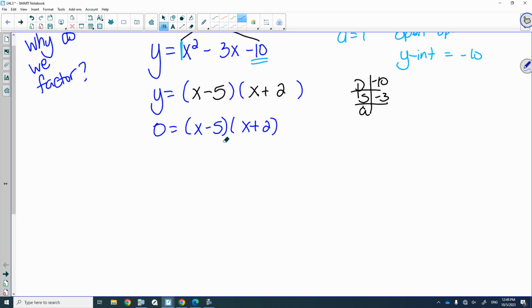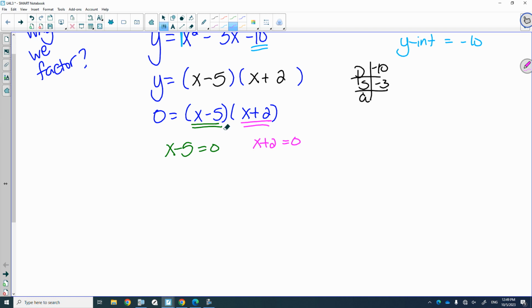What we are going to do in tomorrow's lesson, so this will be with the sub, is each factor you're going to set equal to 0 and solve. So what I mean by that is this factor here, x minus 5, you're going to set that equal to 0 and solve it, and you're going to get one of the x-intercepts. This factor, you're going to set it equal to 0, and you're going to solve it, and you're going to get the second x-intercept of the graph.